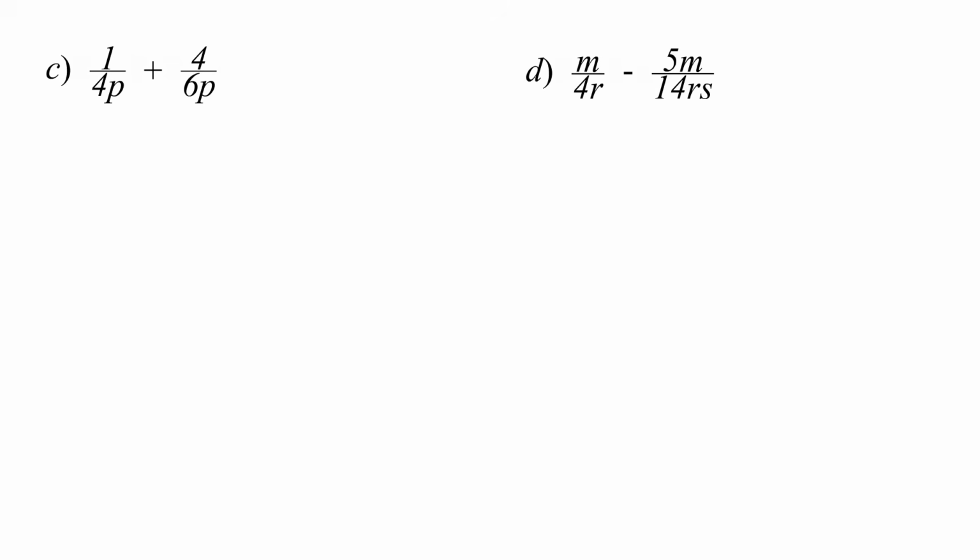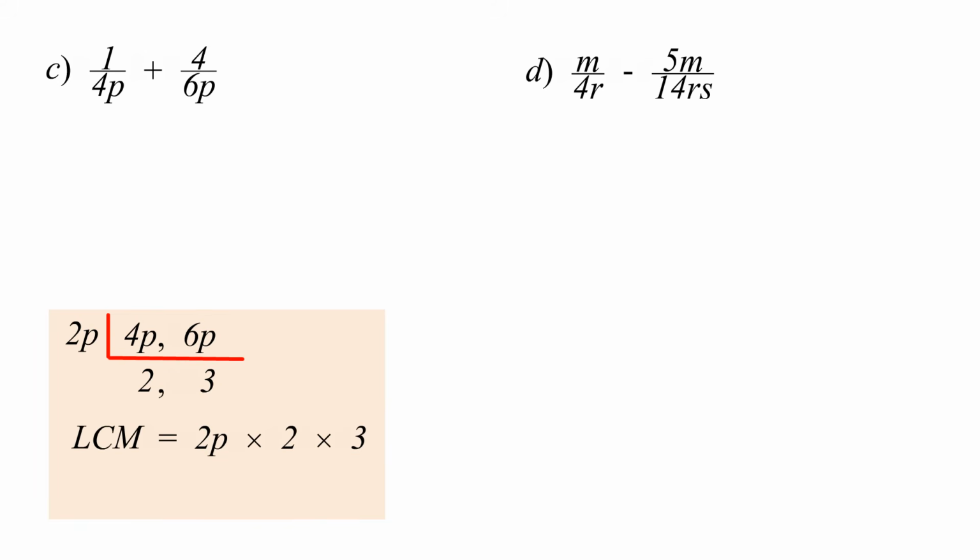C. 1 over 4p plus 4 over 6p. First, let us find the LCM for 4p and 6p. 4p and 6p have the common factor, which is 2p. So 4p divided by 2p is 2, and 6p divided by 2p is 3. 2 and 3 do not have common factor. Therefore, the LCM equals 2p times 2 times 3 equals 12p.